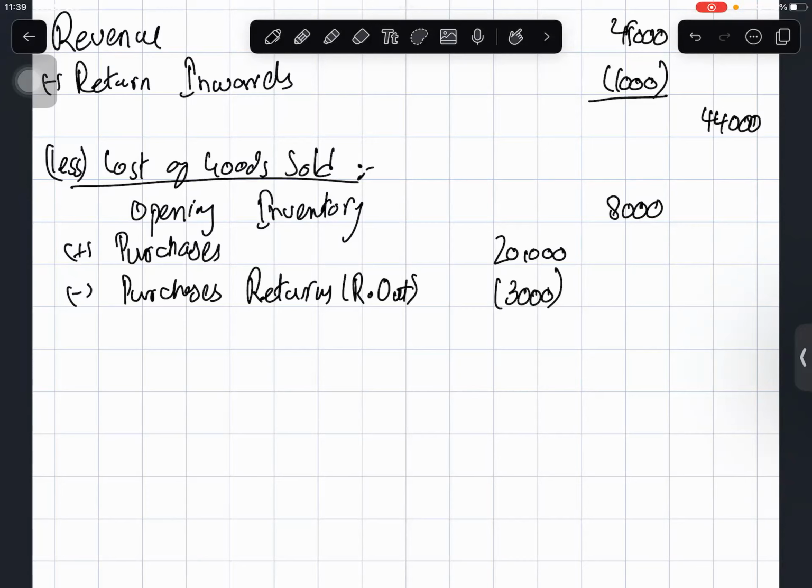And then we add the carriage that we have, carriage inwards. If we had carriage outwards, we would have just let it go, but this is carriage inwards. It will be added here. And then we total all this up and we get 20,000 minus 3,000, 17,000. It will be 21,500.